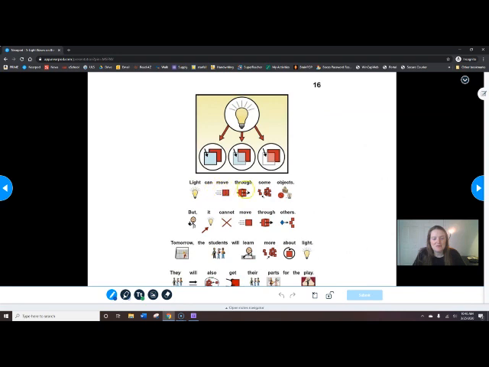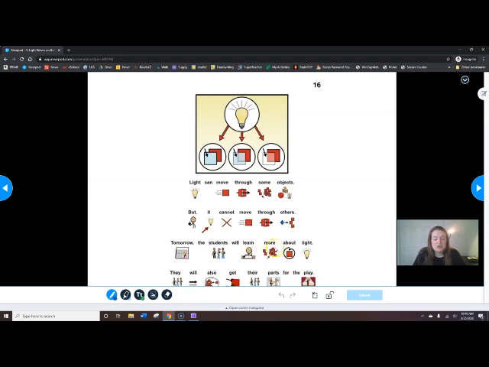Okay, light can move through some objects. So if we're looking at the light in the picture, this means it's blocked. This means you can see part way through because you can see some of the red square. And some things are totally clear, like a water bottle or glass, and you can see everything behind it. So let's go back to the reading. Light can move through some objects, but it cannot move through others.